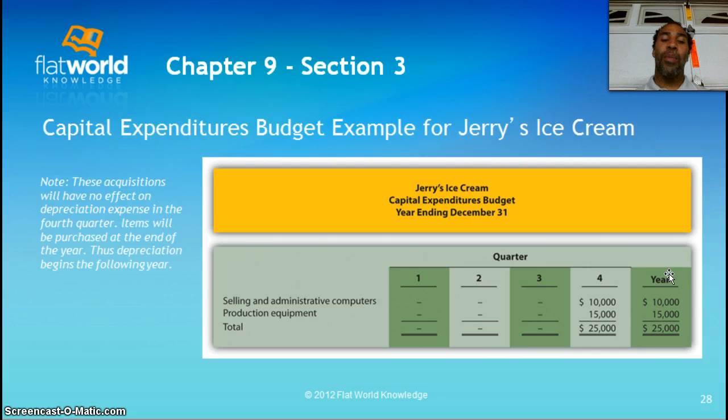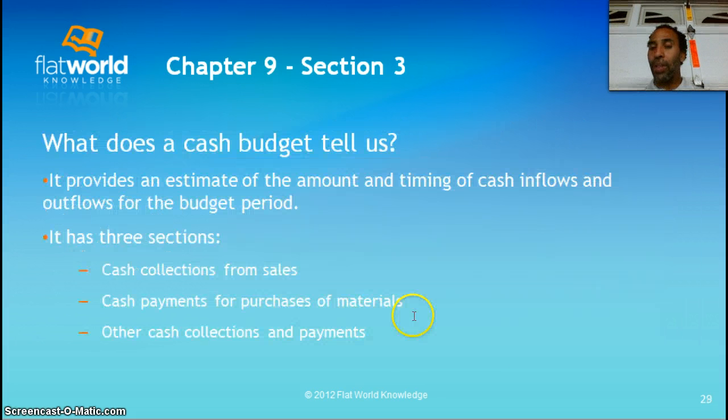So here's an example of our capital expenditure budget. You see that we just have some computers for selling and administrative, right? And then we have $15,000 in production equipment. That's all that we have wrapped up into the fourth quarter of that $25,000.